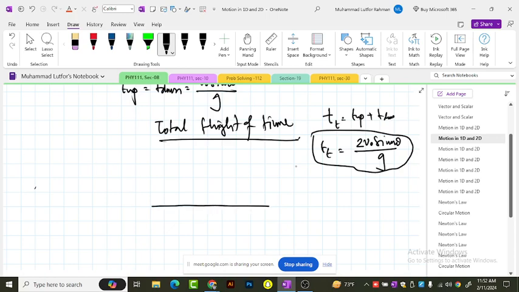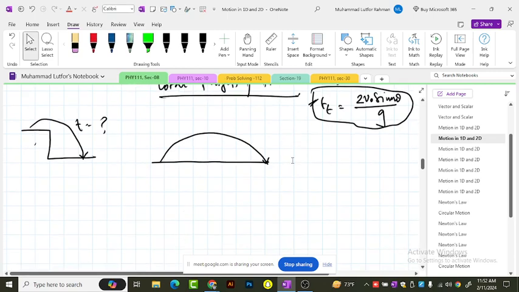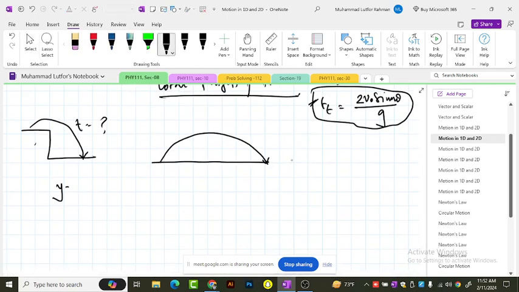This equation you can write down only if your vertical displacement is 0. What will happen? Let's say I throw it from here at the top of a building and it strikes the ground. I want to find out this time. How am I going to find out that one? In that case, this equation is not going to work for you, remember. But you can use that formula y equal to y naught plus v naught yt plus half of a yt square. Both situations, this situation and this situation, you can use this formula to directly find out total flight of time.